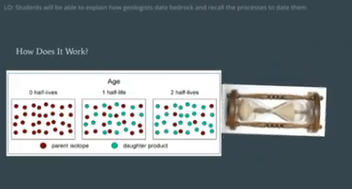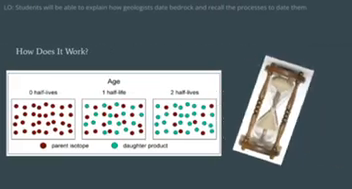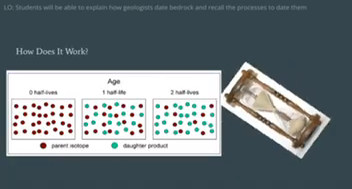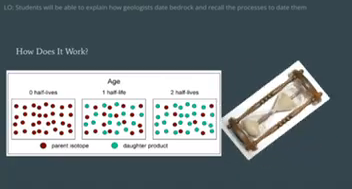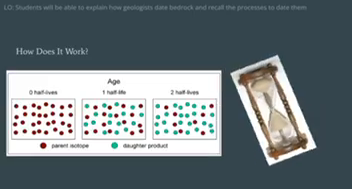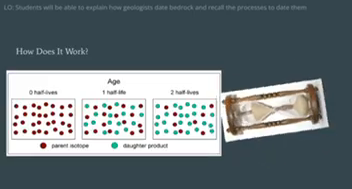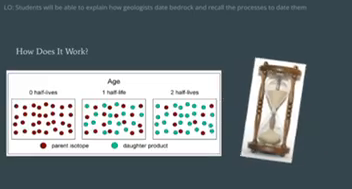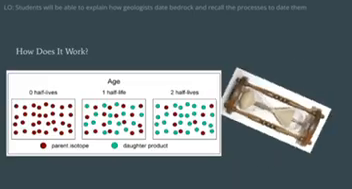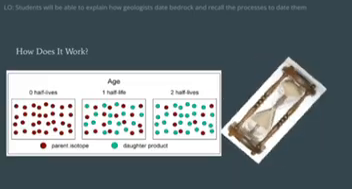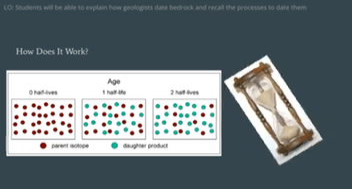Radiometric dating is a method that uses the decay of radioactive isotopes, which are called parent atoms, into stable daughter isotopes. Radioactive decay happens at a constant, predictable rate. By measuring the ratio of parent to daughter isotopes, we can calculate how much time has passed. It works almost like an hourglass, but instead of sand, it's atoms.